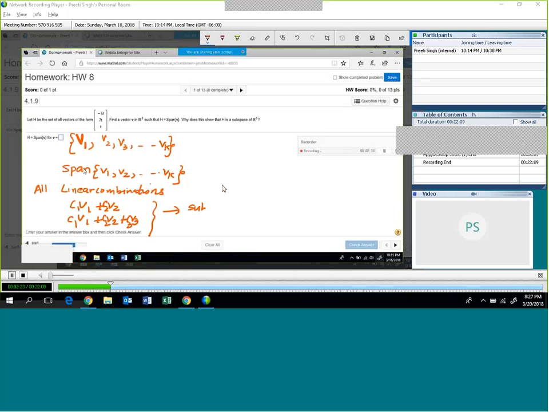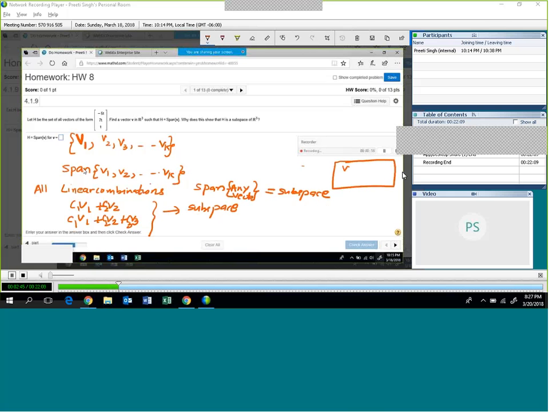So this is the concept of a span, and a span is actually always a subspace. Why is the span of any set of vectors, one, two, three, any set of vectors, always a subspace? Whenever you see the word span, it means we are talking about a subspace.